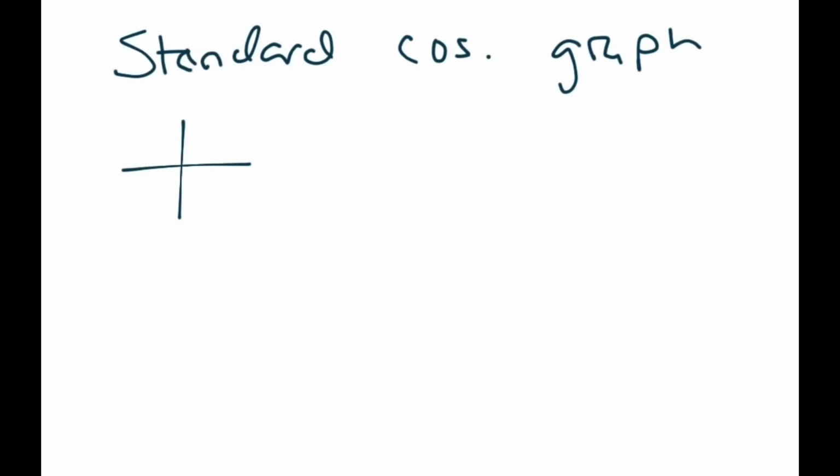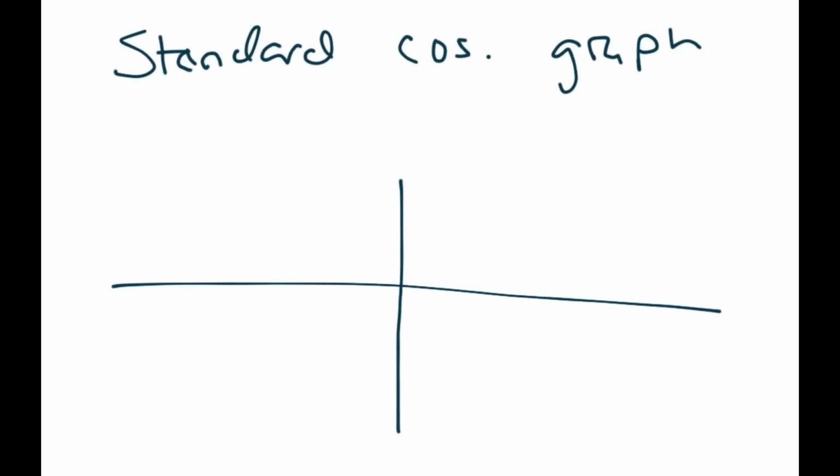Cosine equals 1 at 0 and 2 pi, and negative 1 at pi. Cosine equals 0 at pi over 2 and 3 pi over 2. Therefore, when you graph it, you have 1 and negative 1, and then you plot pi over 2, pi, 3 pi over 2, and 2 pi.